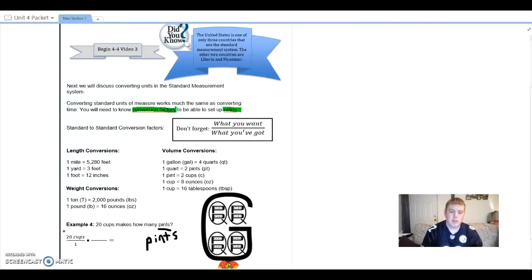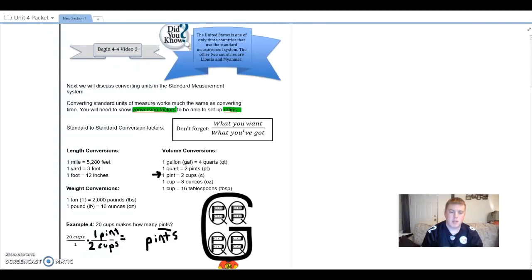And I'm going to start with my 20 cups at the top of my fraction and put it over 1. Now if I look up at my conversion factors, I can see that for pints and cups, 1 pint is equal to 2 cups. Remember, to be able to have something cancel out, it has to be on top and bottom. We want to cancel out cups, so I'm going to write cups here. And looking at my conversion factor, I know that 2 cups are going to equal 1 pint.